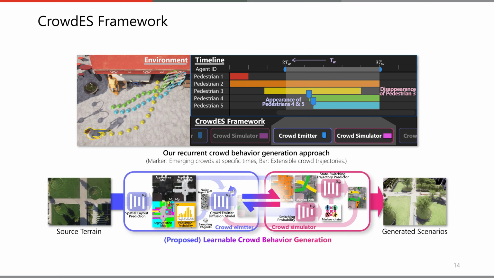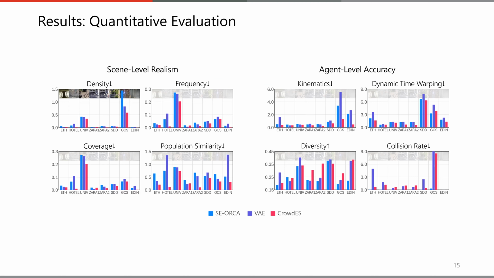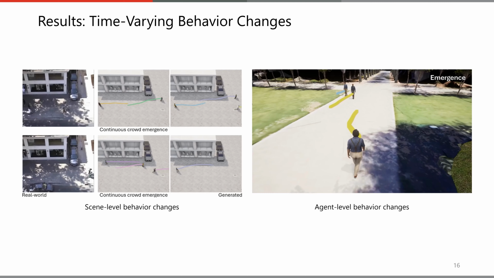Finally, we iteratively generate crowd animations by alternating between the crowd emitter and simulator. By repeating these emission and simulation processes, our framework produces continuous crowd behaviors given the environments. We compare our CrowdES framework with two baseline models. The results demonstrate that our framework consistently outperforms these methods across nearly all scene-level realism and agent-level accuracy metrics and datasets.